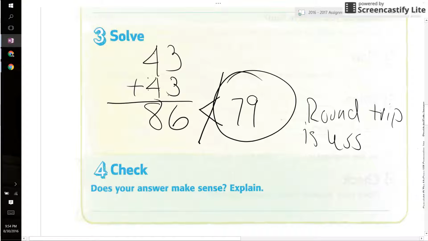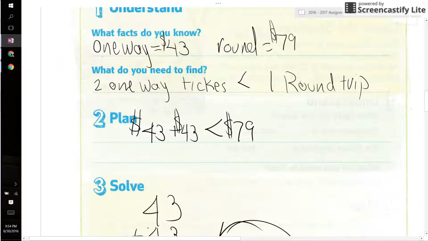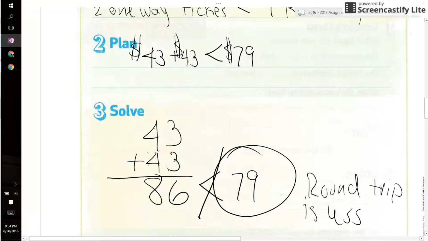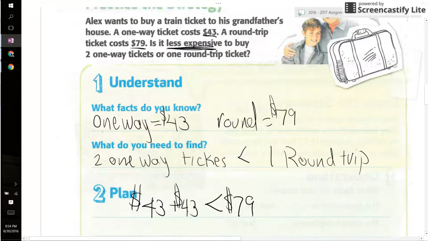Well, what do you think? Is it cheaper to buy 1 ticket that gets you both ways or 2 tickets that get you one way? Well, what did we do? We essentially looked at how much it would cost to buy the 2 tickets, and we compared that with the cost to buy 1 round trip ticket. So I'm going to say yes, our answer makes sense.